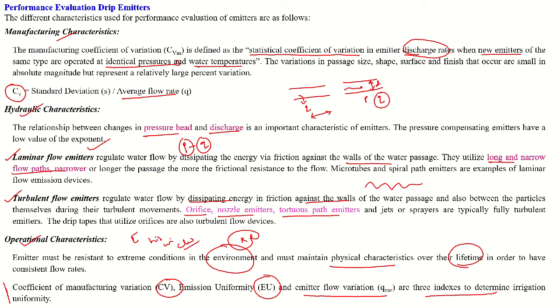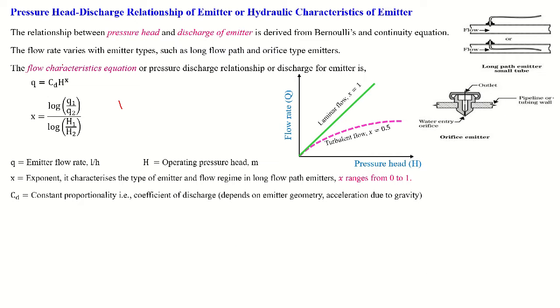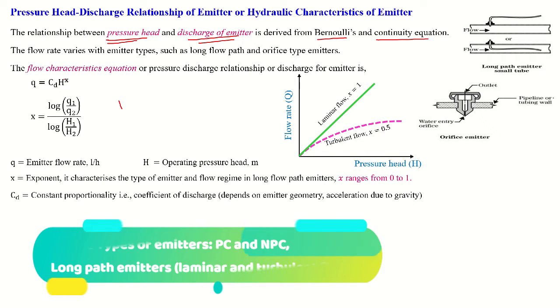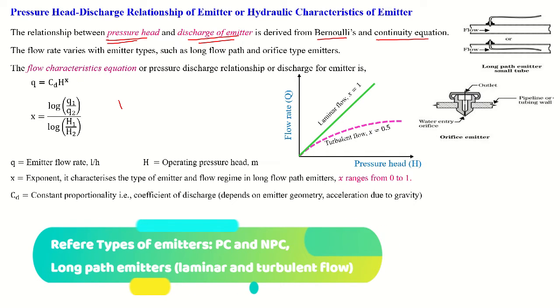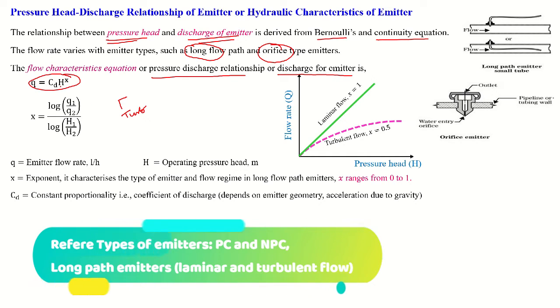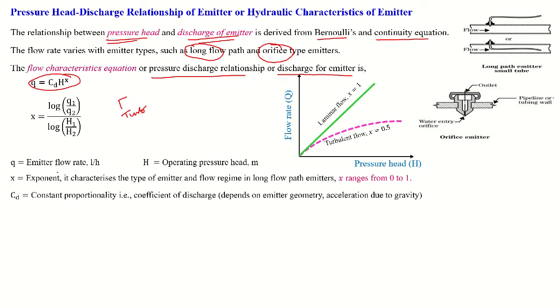Next one is the hydraulic characteristics. The hydraulic characteristics tell us the relation between pressure head and discharge of your individual emitter. This is derived from Bernoulli's and the continuity equation. It tells us whether the flow of the emitter is laminar or turbulent, and whether the type of emitter is long flow path or orifice path. The flow characteristic equation, or simply the pressure discharge relation, can be given by this formula: Q equals CD into H power of small x. Q is the flow rate of your emitter in liters per hour, H is the operating head in meters, and x is the exponent.